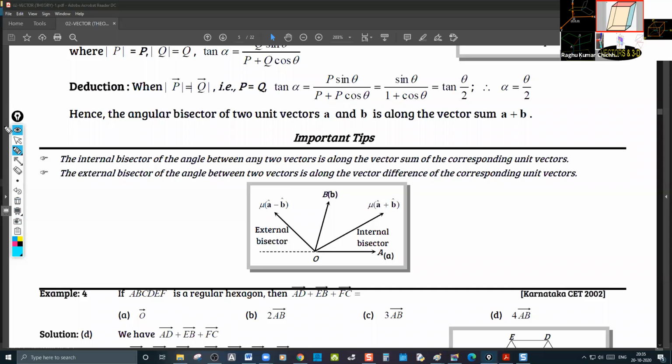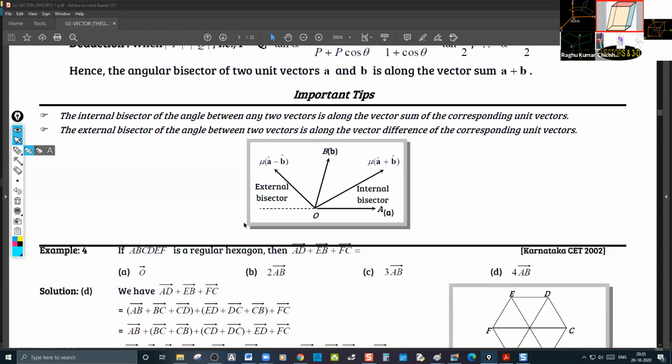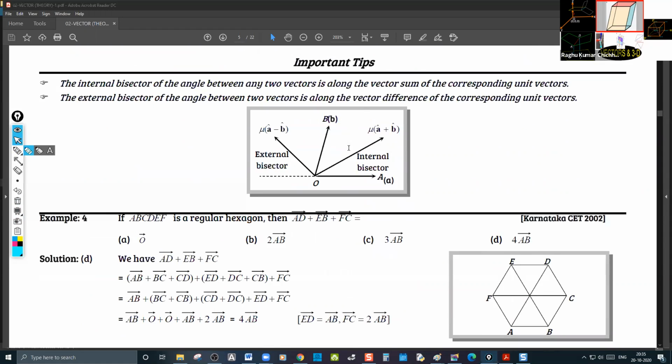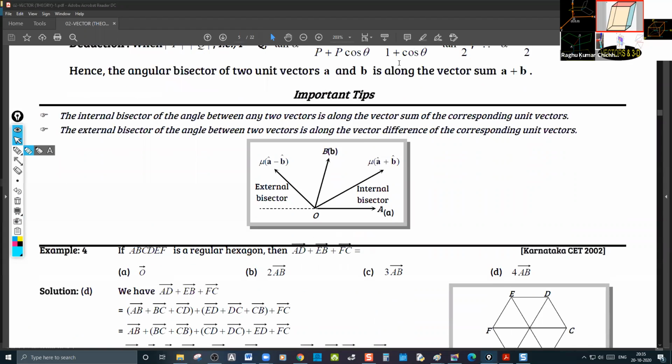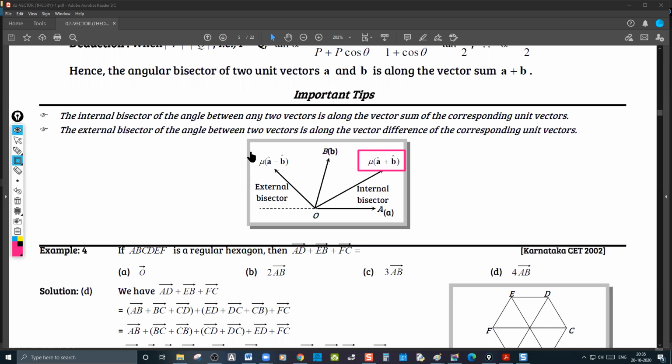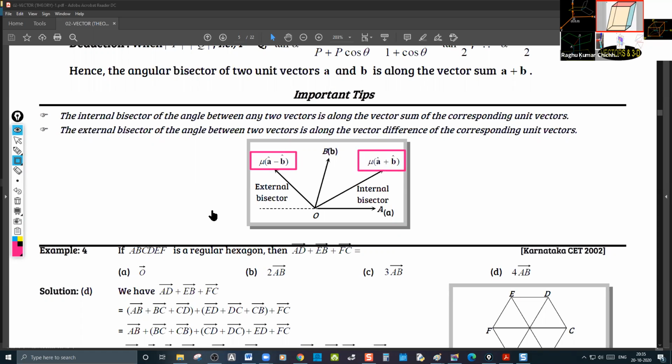Now, let us see the related problems here. That's about the internal and external angular bisectors. Is the formula given there? I don't think the formula is given. Okay, he has given it in this form. He gave it as mu into this. One is plus, the other one is minus.